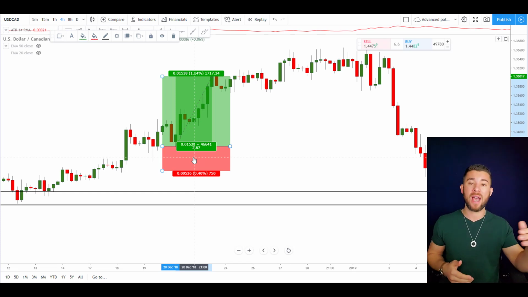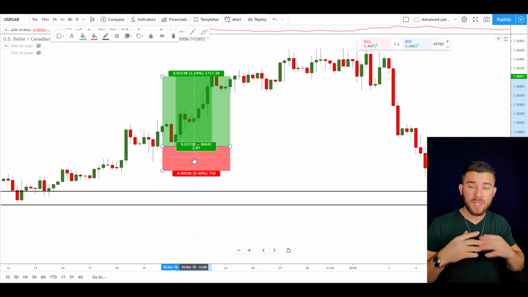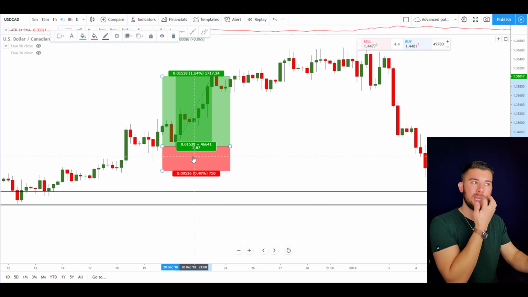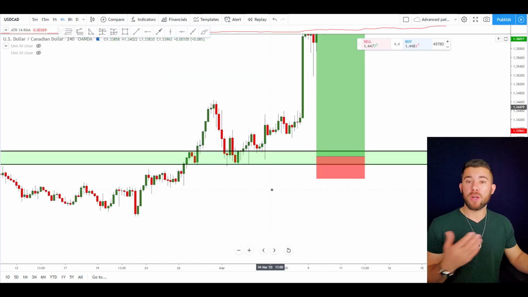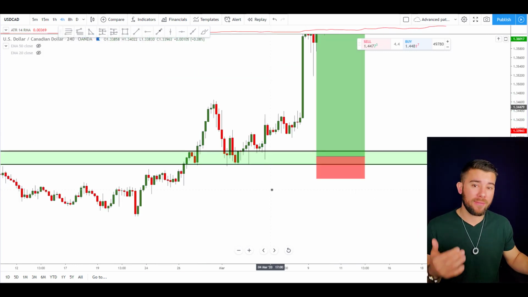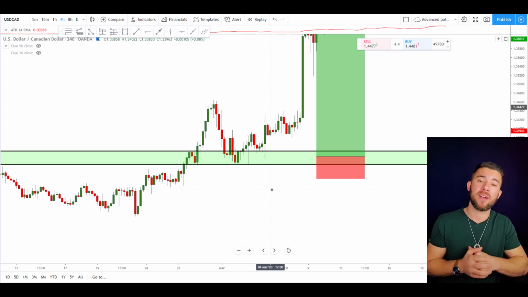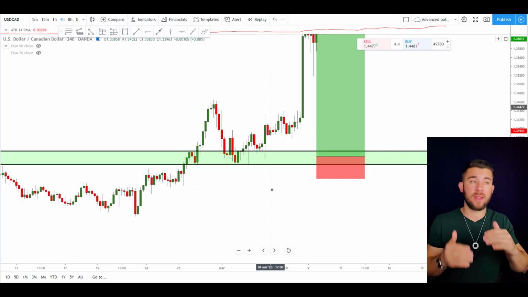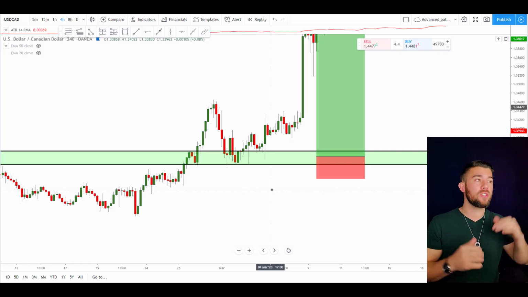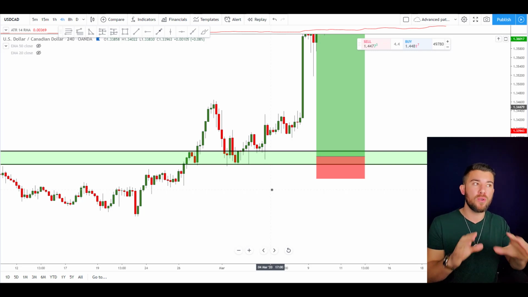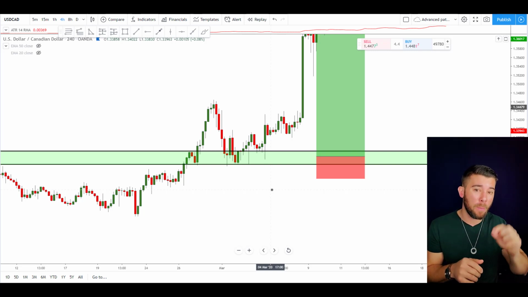Now let's dive into our last type of pullback, which is going to be the deep retracement. So let's dive into the deep retracement right now. And we're going to do that on the same trade we've been looking at for the deep retracements this whole time, the Dollar Canada trade that we sent out in email analysis a couple of weeks ago that ended up being this huge runner, huge run up. And the reason we had the opportunity to do that is because we knew about this type of retracement and how powerful it could be.